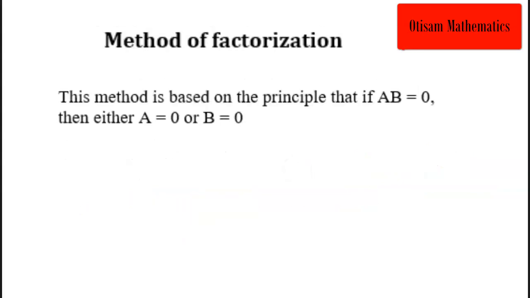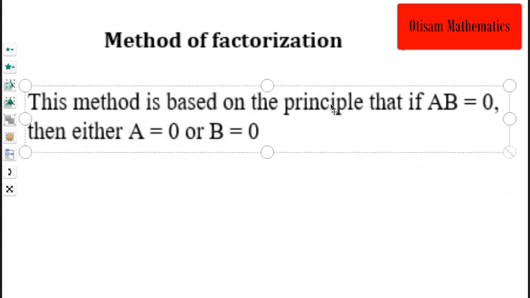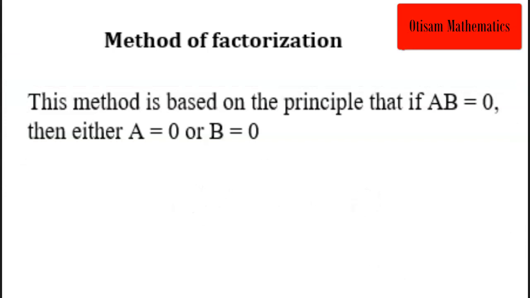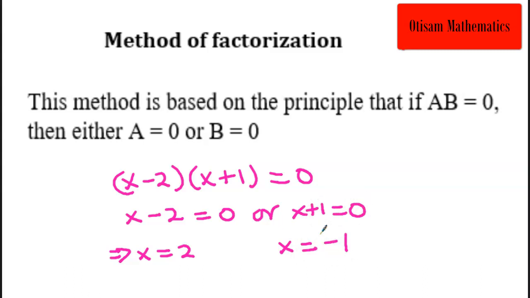Method of factorization. For the method of factorization, we use the principle that if AB is equal to 0, then we can say A is equal to 0 or B is equal to 0. Example, x minus 2 times x plus 1 is equal to 0. So we say x minus 2 is equal to 0 or x plus 1 is equal to 0. Then we solve for x in each case. So when x minus 2 is equal to 0, it implies that x is equal to 2, and here x will be equal to, send the 1 to the other side, minus 1. So that is the principle that we are going to use.